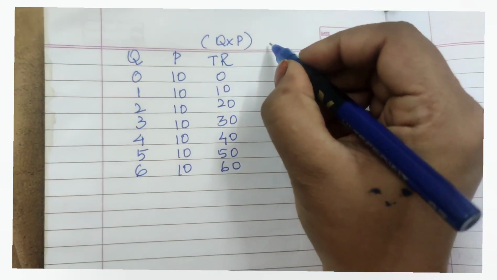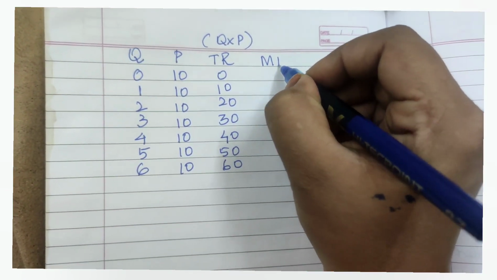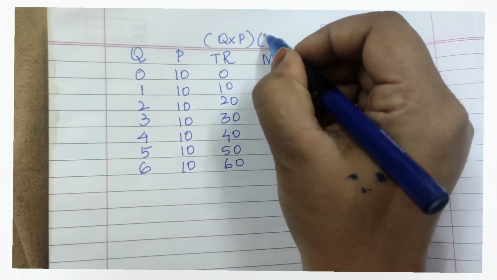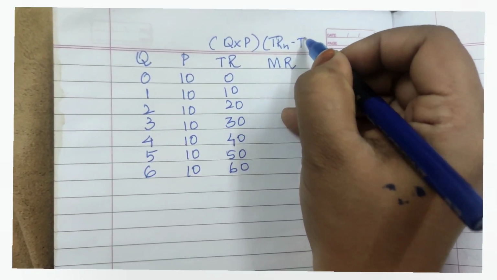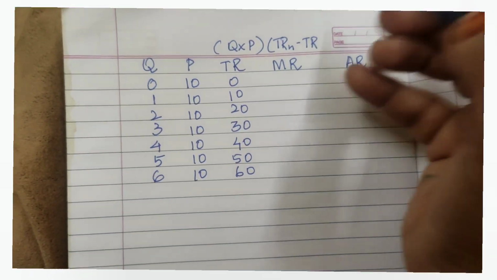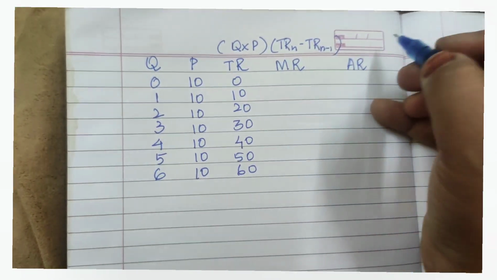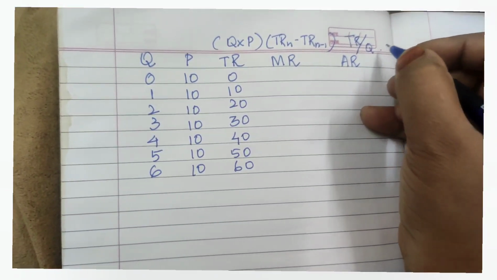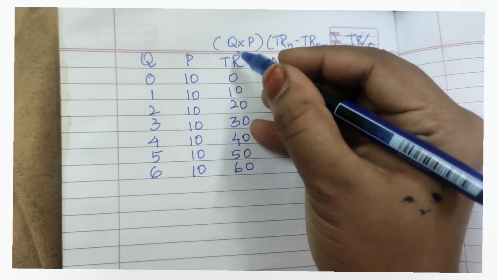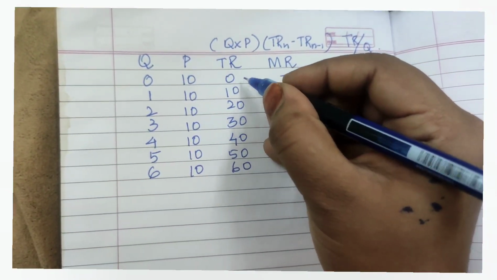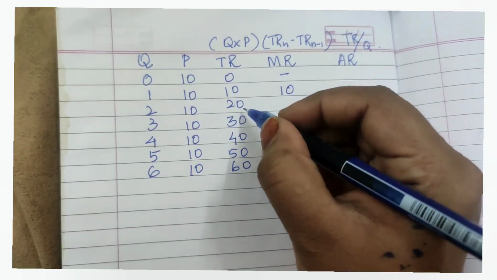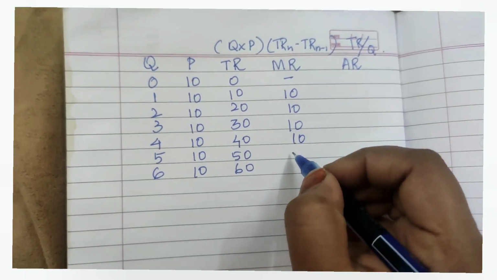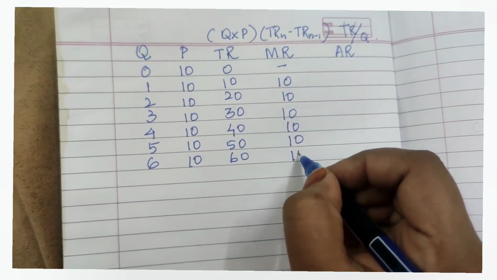When we have got the total revenue, it is very easy now to calculate the marginal revenue and the average revenue. Formula for the marginal revenue is total revenue N minus total revenue N minus 1, and formula for average revenue is total revenue divided by quantity. Okay, so what we are going to do, we're gonna take the upper part. 10 minus 0 is 10, 20 minus 10 is 10, 30 minus 20 is 10, 40 minus 30 is 10, 50 minus 40 is 10, 60 minus 50 is 10.